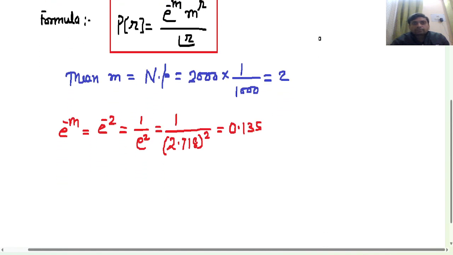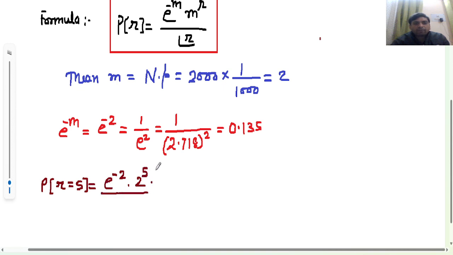So using this formula, the required probability P(5) is, we will apply this same formula, e raised to the power minus m. This means e raised to the power minus 2, which is 0.135, and this multiplied by m raised to the power r. So m equals 2, for this case r equals 5, and this divided by factorial 5. So this quantity 0.135 is multiplied by 2 raised to the power 5, which means 32, and this divided by factorial 5, which equals 120.